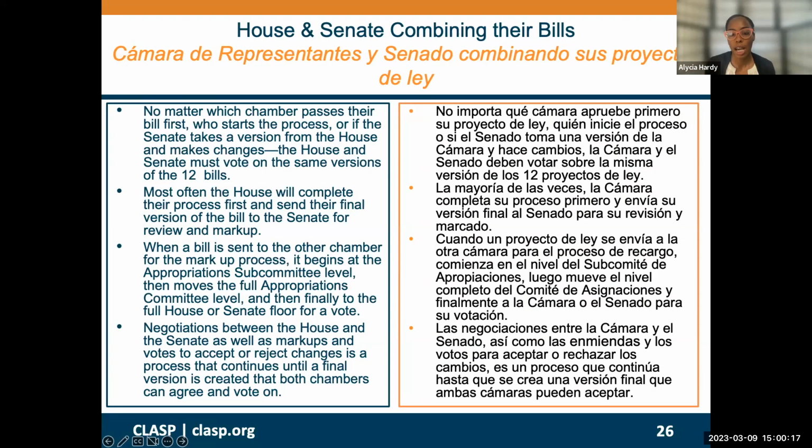When a bill is sent to the other chamber for review and markup, this process begins the appropriations process at the subcommittee level. Then it moves to the full appropriations committee level, and then finally the full House or Senate for a vote. So the bill goes from one chamber to the other, where it starts at the subcommittee level and works its way up to a full floor vote. Negotiations between the House and the Senate, as well as markups and votes to accept or reject changes, is a process that continues until a final version is created that both chambers can agree and vote on.